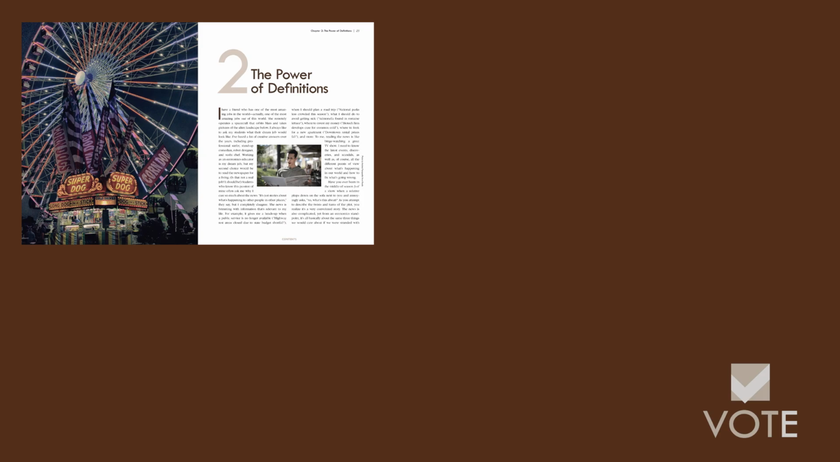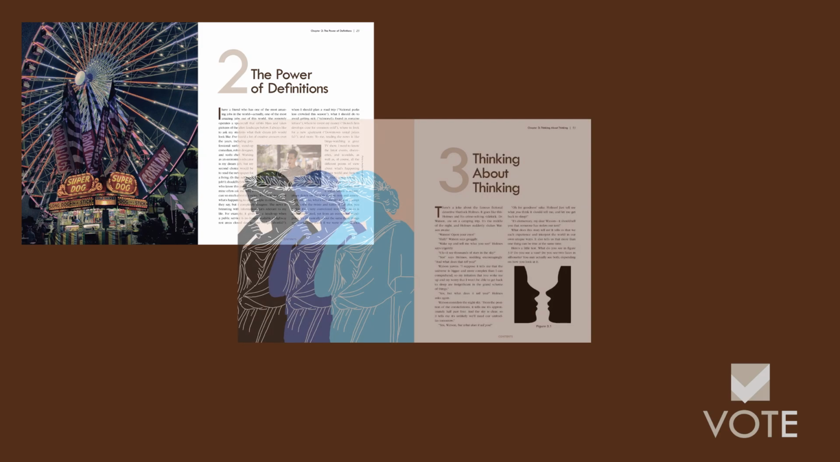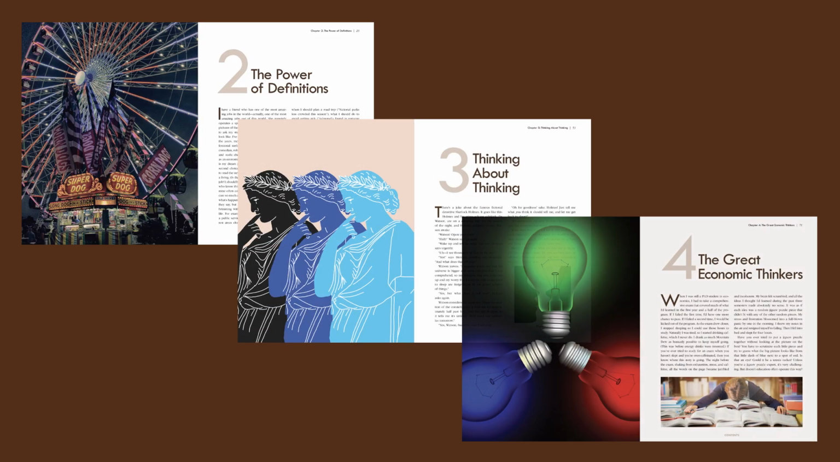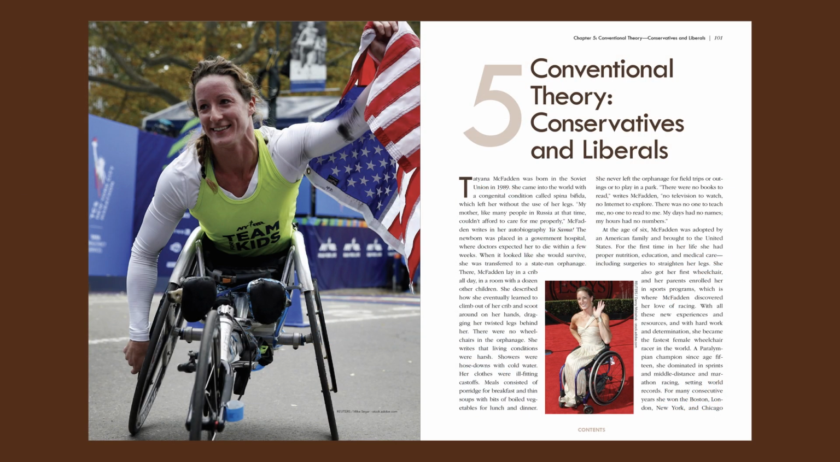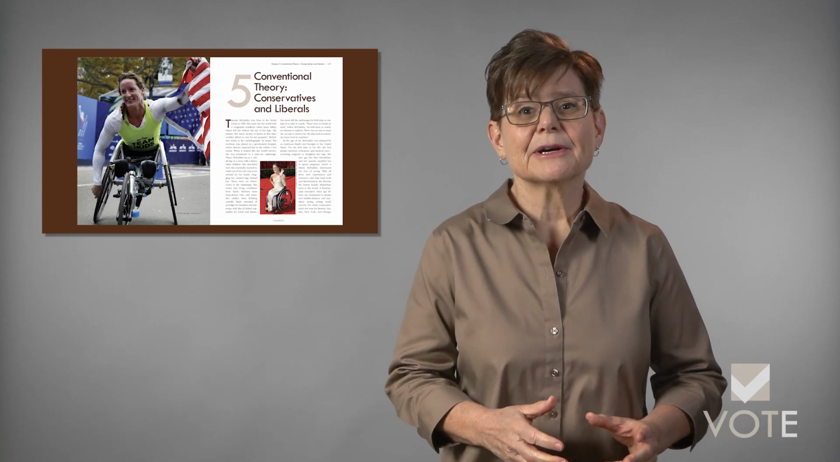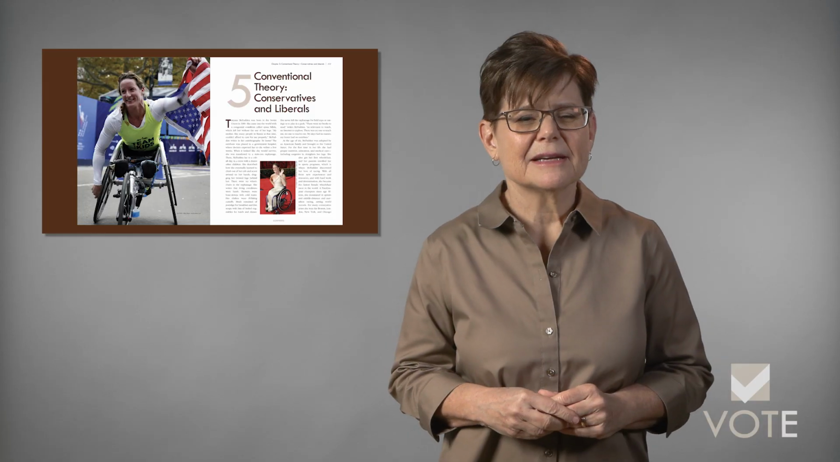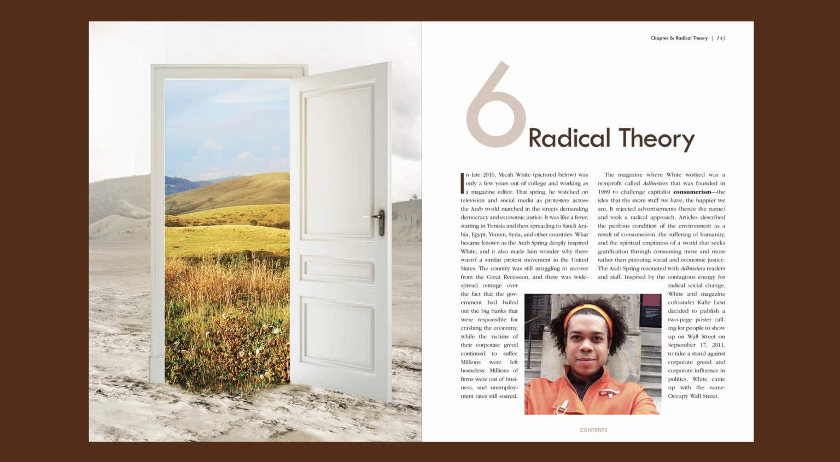In chapters 2, 3, and 4, you'll learn about the power of defining basic economic concepts. You'll discover that there are different ways of thinking about thinking, and then you'll find an overview of the history of economic thought. By chapter 5, you're ready to learn the foundations of conventional theory. It's the economic approach that applies to both conservatives and liberals. They share a chapter here because they agree on theory, but as you'll learn, they disagree about policy. Then chapter 6 gives you the foundations of radical theory.